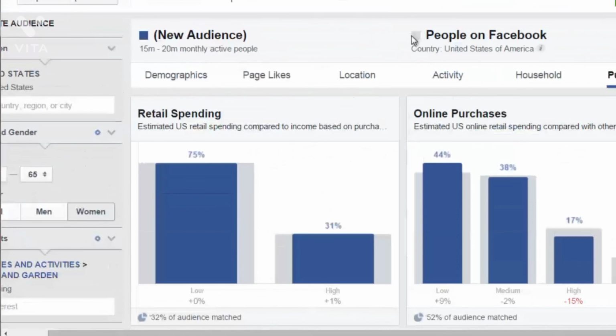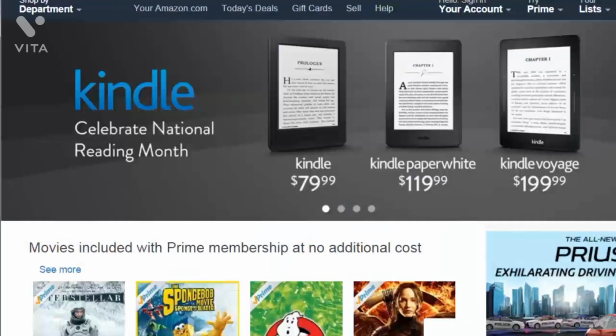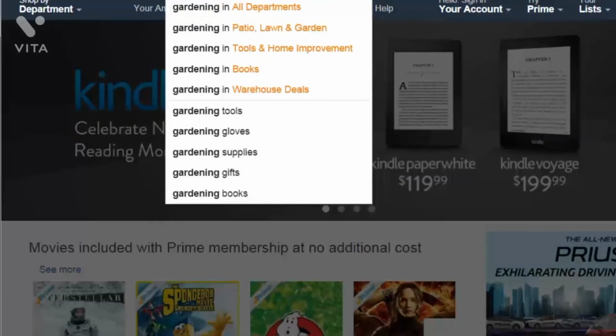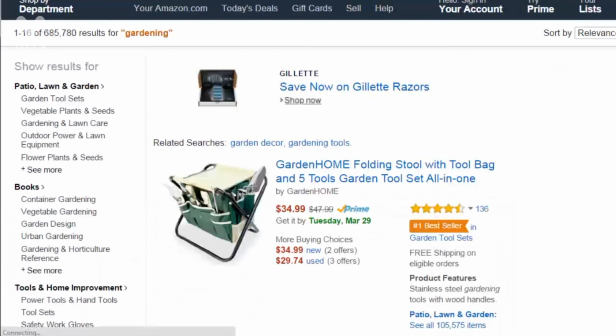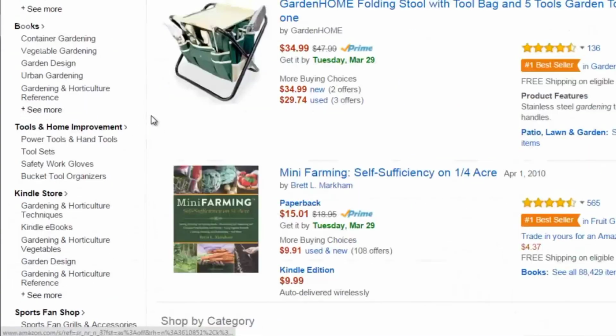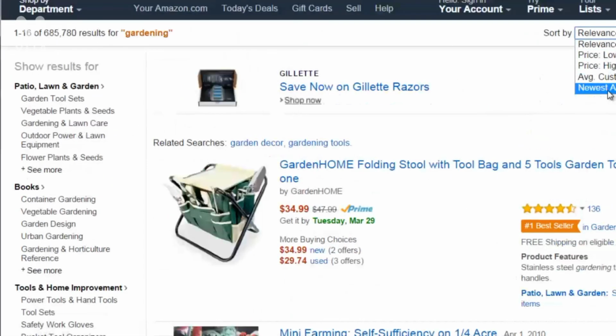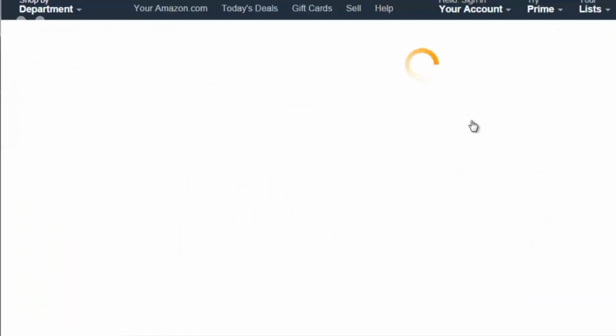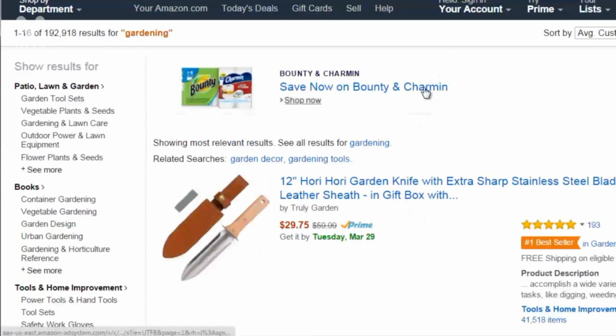So now that we have a brief idea of what their spending habits look like, we can go over to Amazon and we can type in something like gardening. And I'm going to sort by, let's see, average customer review. So obviously the more customer reviews, the better. And this will tell me what exactly are they spending their money on.